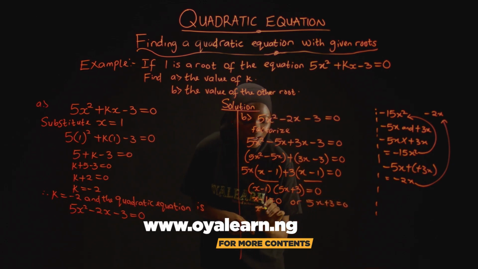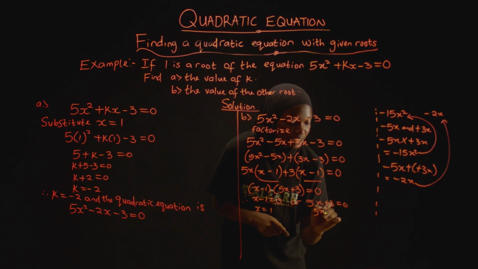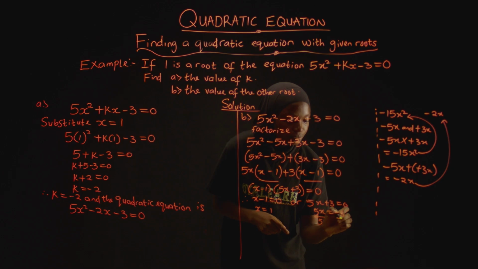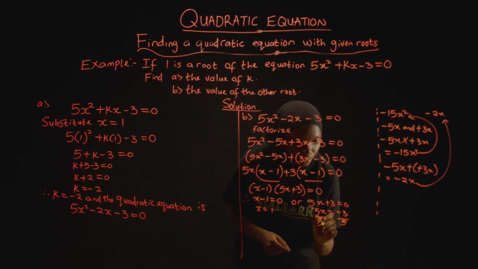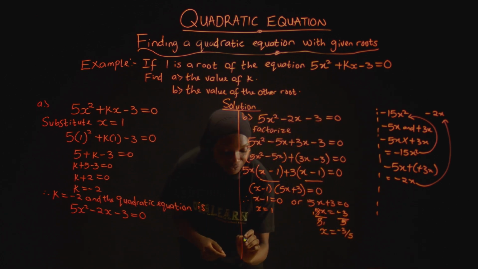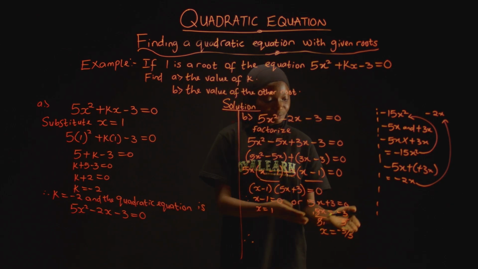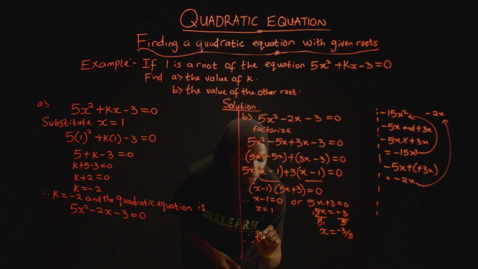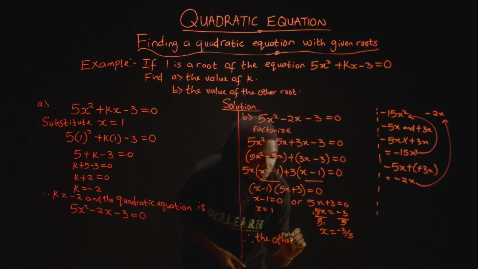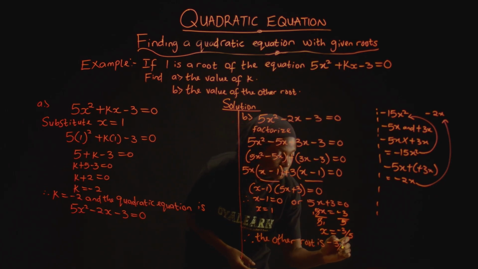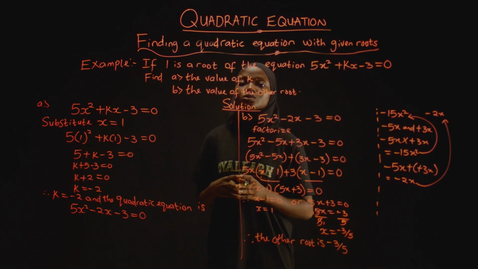So we have x equals to 1, or 5x equal to plus 3 comes to this side, becomes minus 3. Divide both sides by 5. So we have 5 here 1, 5 here 1. We are left with x here equal to minus 3 over 5. So therefore, the other root that we need to find is minus 3 over 5, since we have been given the root of 1 already. So the other root is minus 3 over 5. And that's how to solve the question. Thank you.